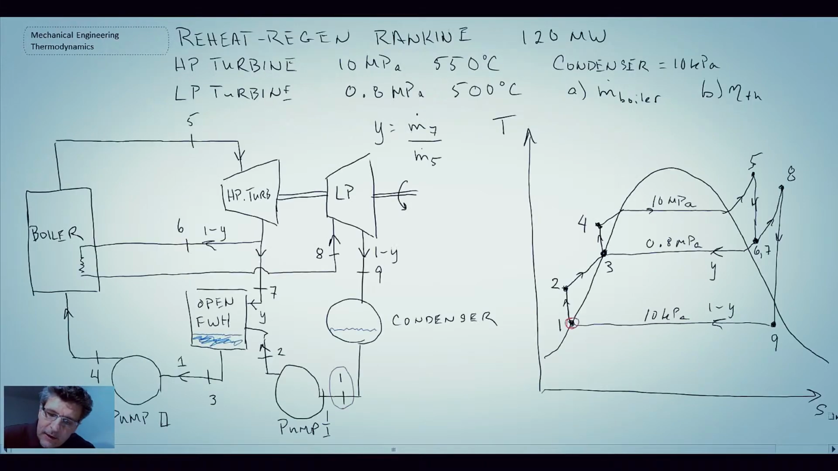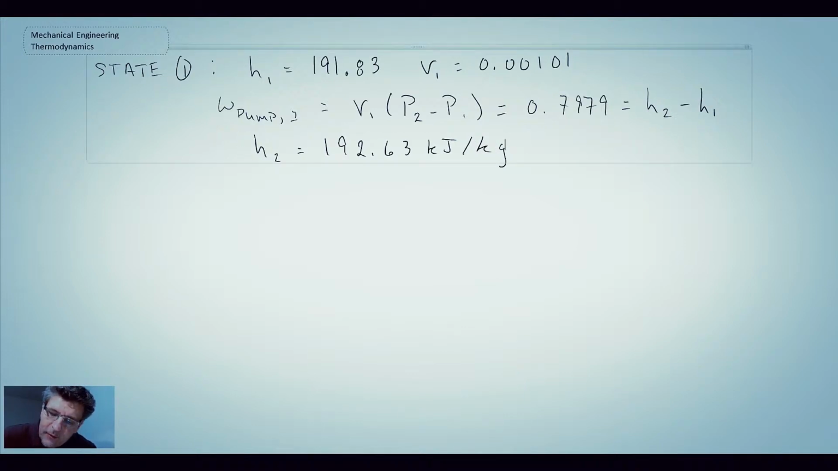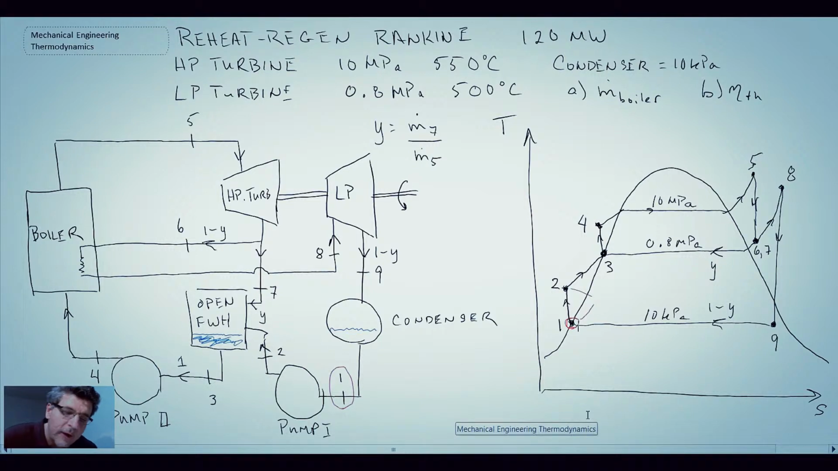Looking back on our TS diagram, what we're looking at here is the work going from state 2 to state 1, and that's what we've just evaluated. With that, we can determine the value of H2. So that gives us state 1 and state 2. The next thing we want to do is determine the values at state 3. Looking at our TS diagram, the next state we're interested in is right here, state 3. Again, that is on the saturated liquid line.